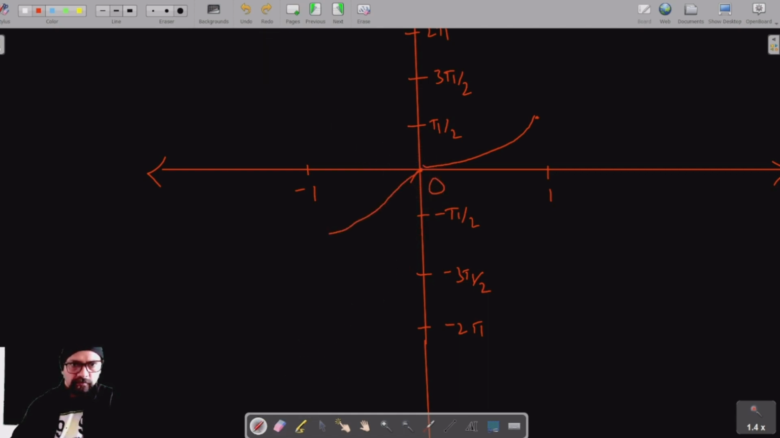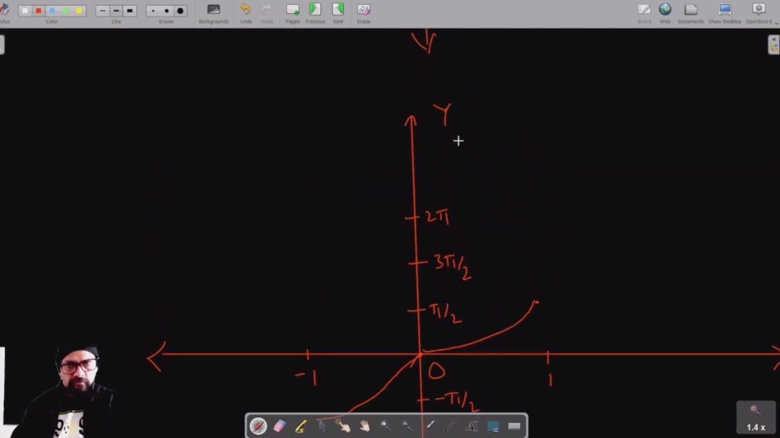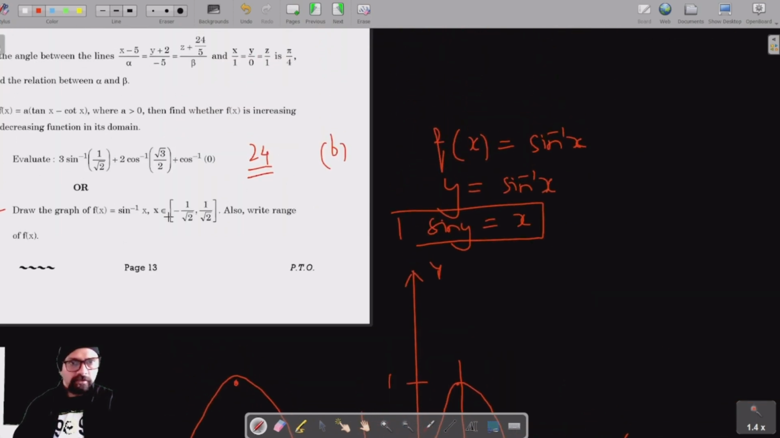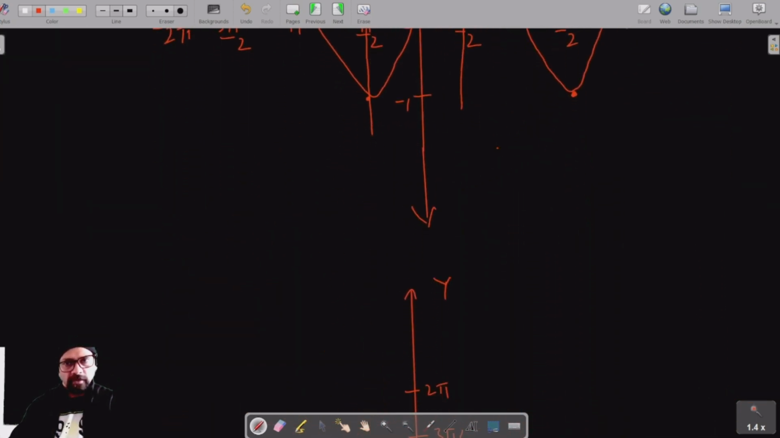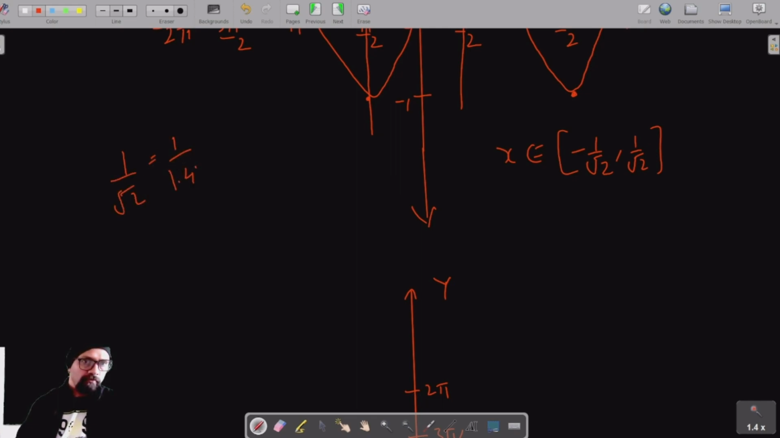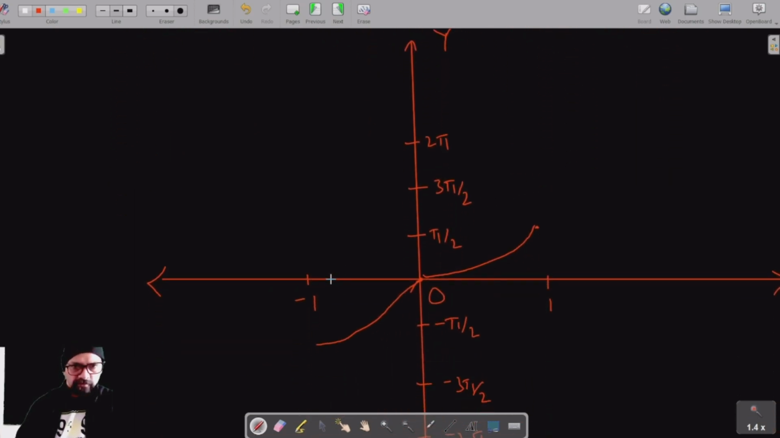And this is our graph. Now we have to get the graph when x lies between -1 by root 2 to 1 by root 2, and 1 by root 2 is equal to 1 upon 1.414, which will give us the value 0.7. So x lies between -0.7 to 0.7. Let's say -0.7 is here and 0.7 is here.